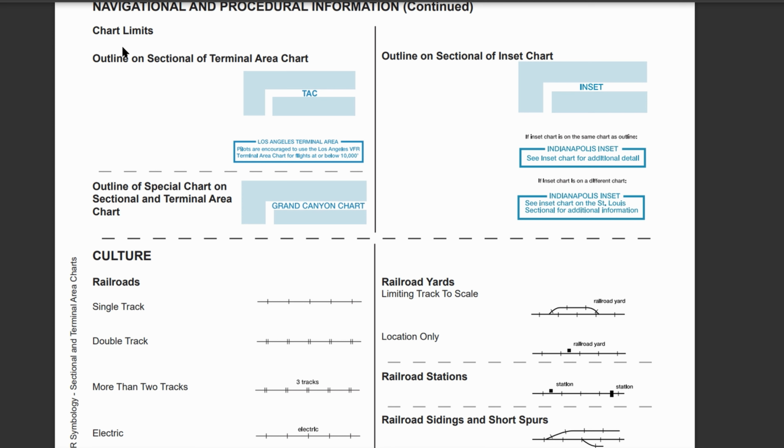The chart limits is a super small section. It's basically saying, hey, this is what the limits of our chart is going to look like. So we have an outline on sectional, terminal area charts, and inset charts. These three charts are basically going to look the same. They just might have different information depending on what the outline is outlining. That's basically it for chart limits, and you can find more information on the following chart or a different chart.